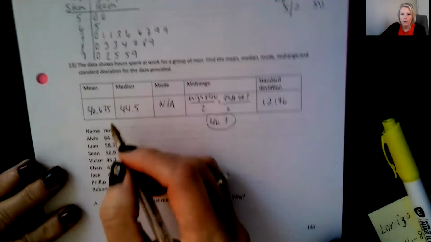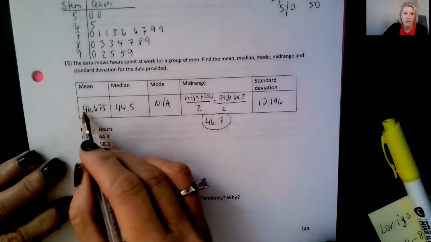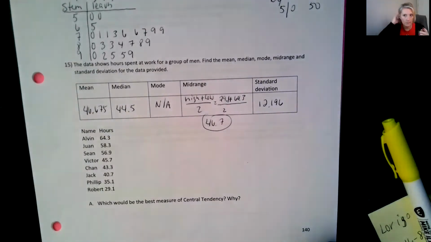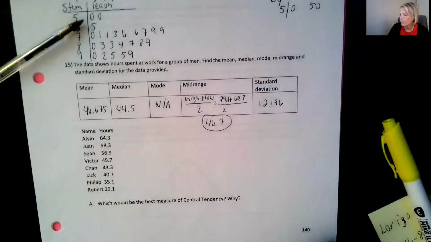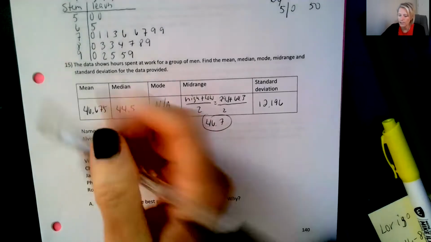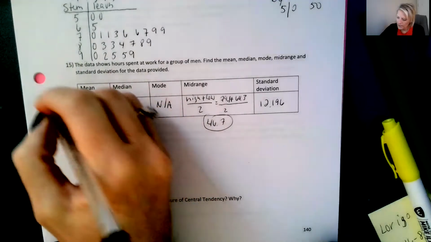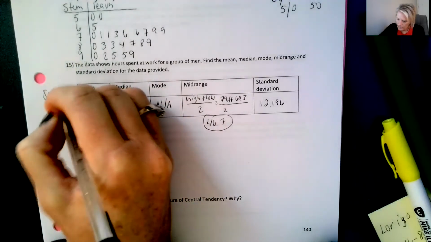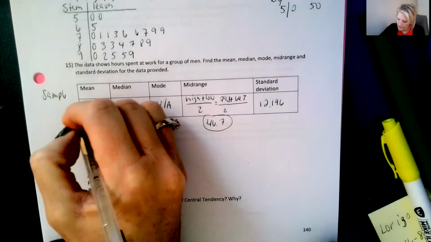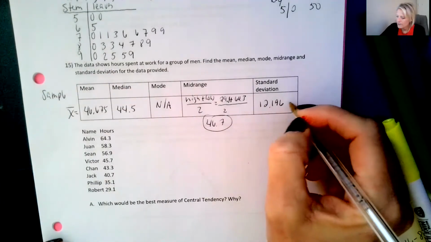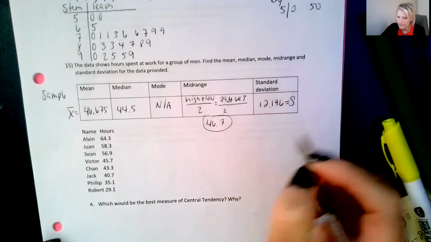And my mean, I want to show you the symbols again, because you're finishing up your project probably right now too. In the project for Unit 4, I did ask you for the symbols for the sample versus the population. So the sample mean is going to be X bar. And because this is a sample, my standard deviation is an S, okay?